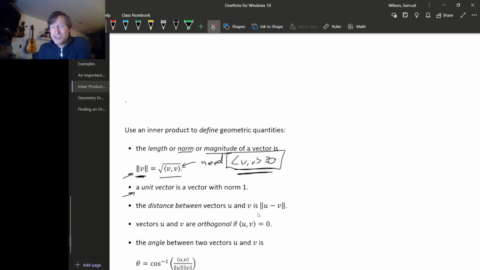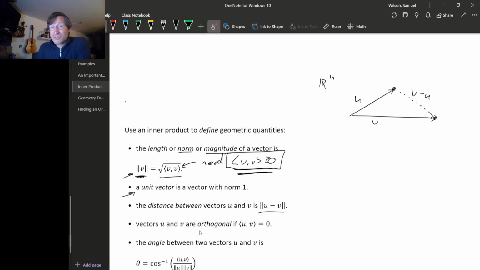The distance between two vectors is just the magnitude of their difference, right? This is definitely the case for Rn, because if we have two geometric vectors in Rn, the distance between these points is the length of this vector, but this vector is v minus u, or u minus v is going the other way. Either way, whichever way this vector is going, its magnitude is the distance between these two points. And so we can define the distance between two vectors just as the magnitude or the norm of the difference of the two.